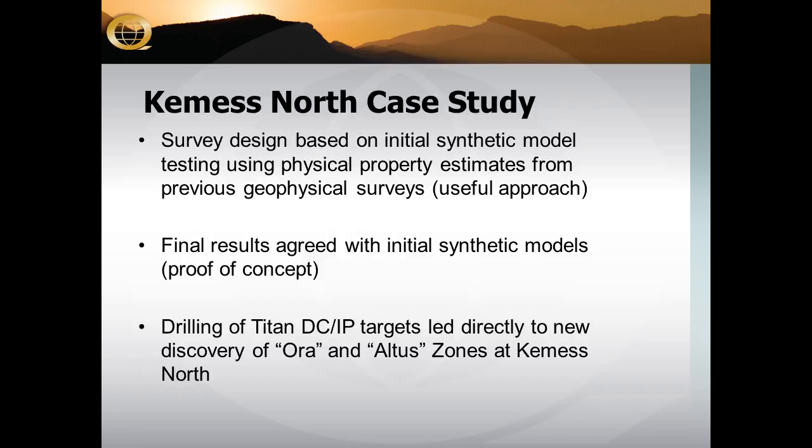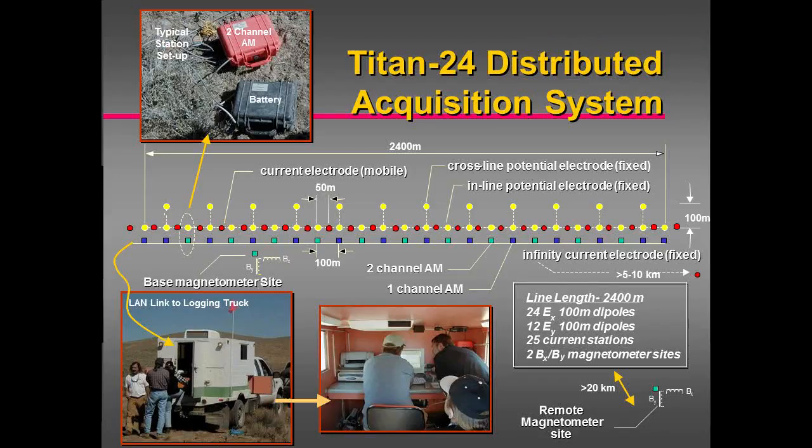And in the end, of course, you want to have success in the drill holes. In this case, they had good success. So the Titan 24 distributed acquisition system was developed in 1998 by a contractor at great expense, a little unusual in that sense. I think about $5 million in investment.